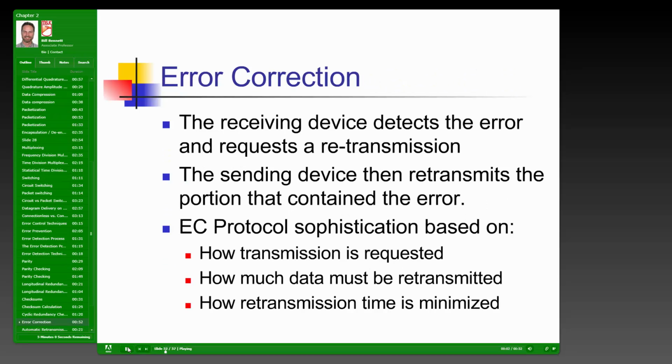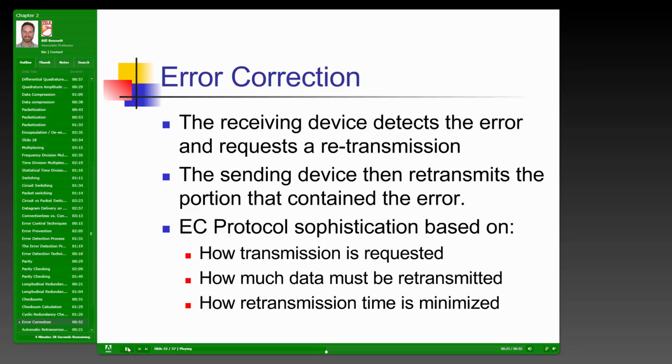So we've looked at error prevention, error detection, and now we're going to take a look at error correction. The whole idea of error correction is that once the receiving device detects that there is an error, it's going to request a retransmission. The sending device then retransmits the portion that contained the error.